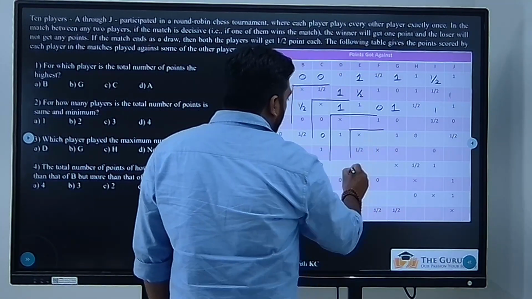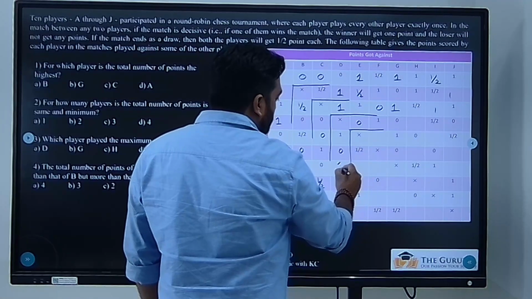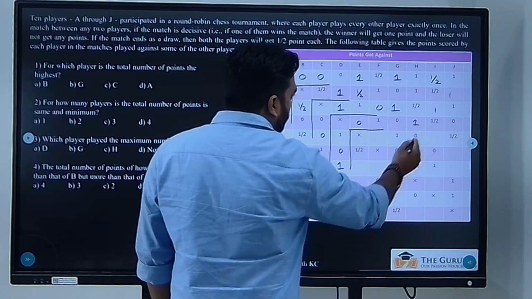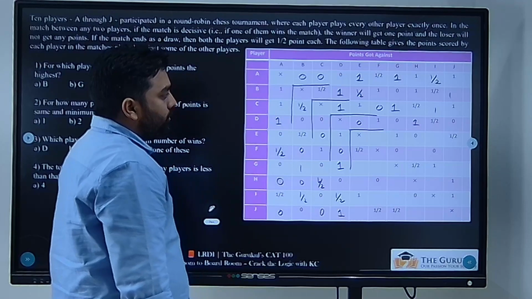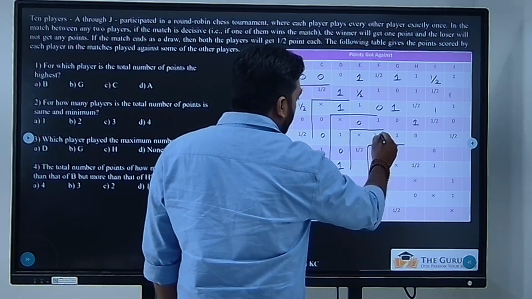Now the third one. I got 1 here. 0, 1, 0, 0. This should be 1. 0. This should be 1. Half. Half, 0. This should be 1. 1, 2, 3, 4. 4 rows are done. Fifth row, fifth column. Half, half.